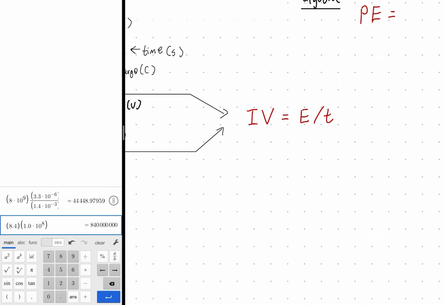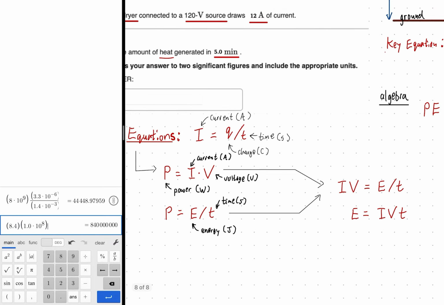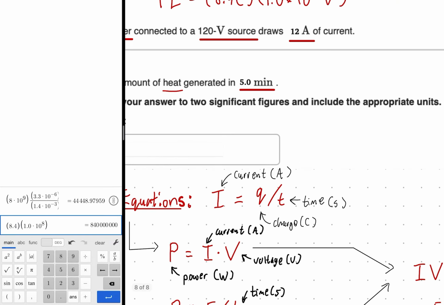And we'll rewrite it reading from left to right with E starting off, and it'll simply be IVT. It's just the product of those three variables: current times voltage times time. That's all it is. We'll want to do one conversion, because we need to convert our 5 minutes into seconds, because the minute is not the base unit of time. You can't leave it in minutes. You'll get the wrong answer.